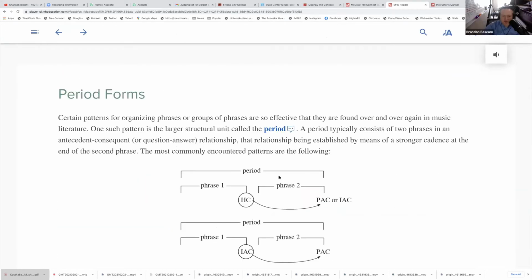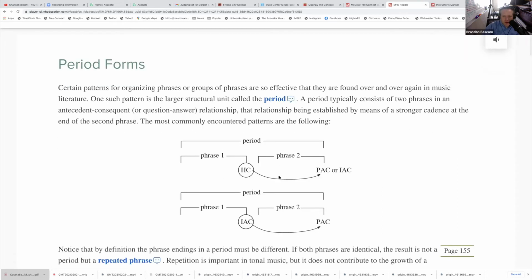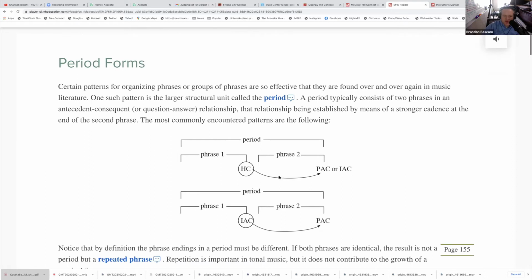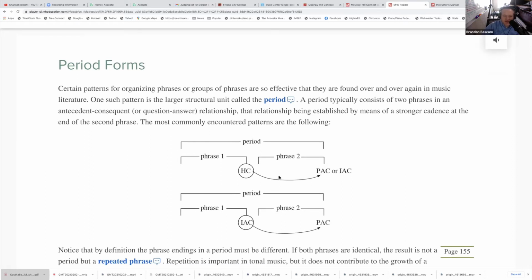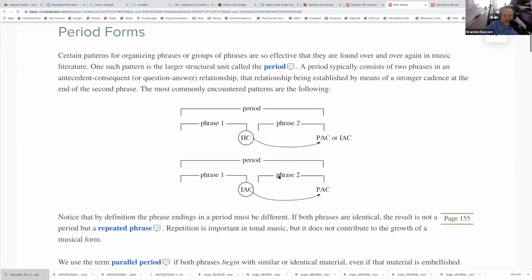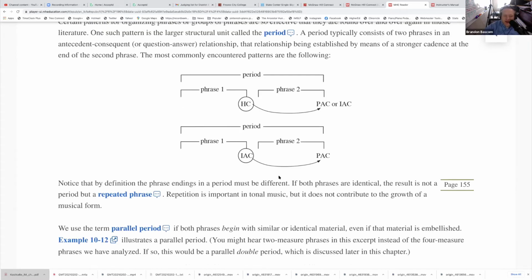All right, let's go back. A period typically consists of two phrases, and that relationship shows a stronger cadence at the end of the second phrase. The most commonly encountered patterns do end in a PAC or an IAC, but nothing says that it has to.